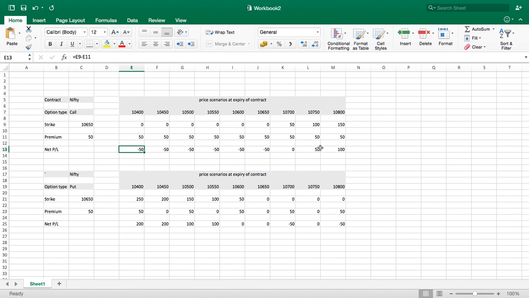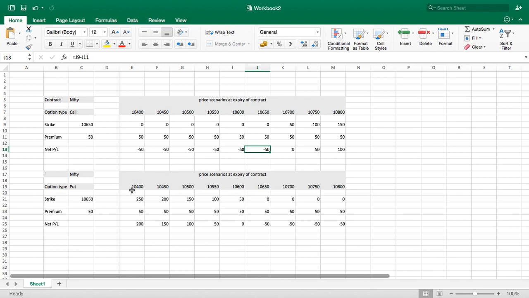And the profitability of a seller will be exactly the opposite. So we know that the profitability of a seller is the profitability of a buyer times minus 1 and vice versa. So as a seller of this call option, this entire scenario right from here to here is a favorable scenario where I will not be losing any money. And for any price up to and including 10,650, as a seller of this call option, I will be pocketing this entire premium.